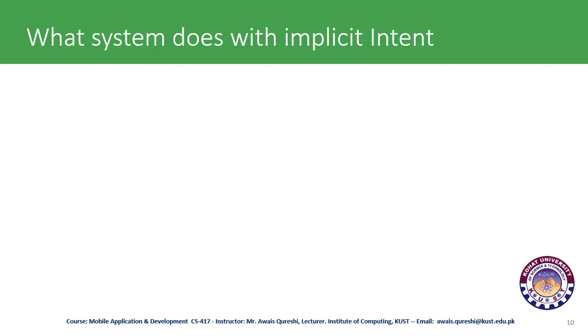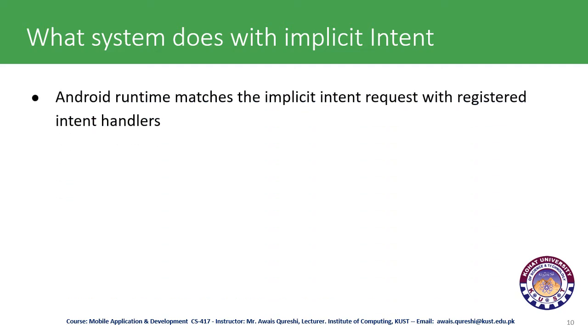So what does the system do with an implicit intent? The Android runtime system matches the implicit intent request with registered intent handlers. So this is a way to deal with implicit intents. Implicit intents call actions with the help of intent handlers, and those intent handlers are registered themselves with the help of event listeners.